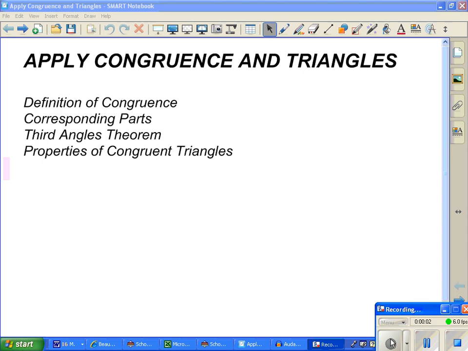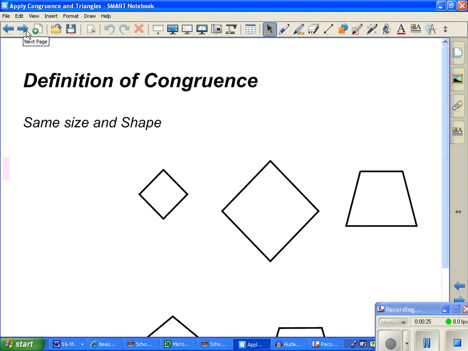Hello everybody, we're going to continue our introduction to triangles here. We're going to talk about congruence, triangles, naming triangles, how you do that, corresponding parts, third angle theorem, properties of congruent triangles, and away we go. A lot of this is intuitive, makes sense. We just have to make sure that we're doing everything the correct way.